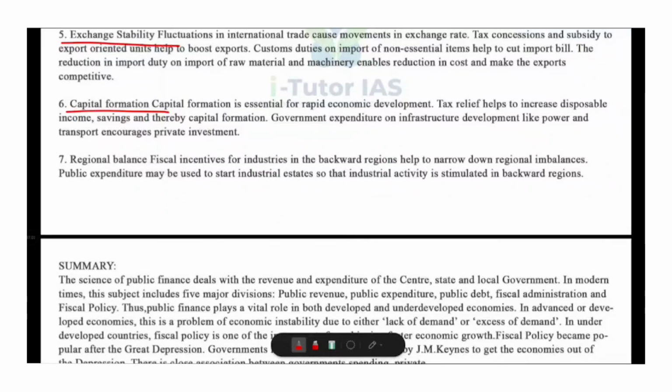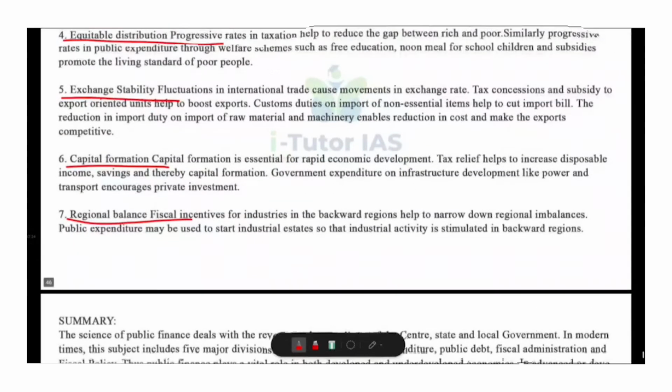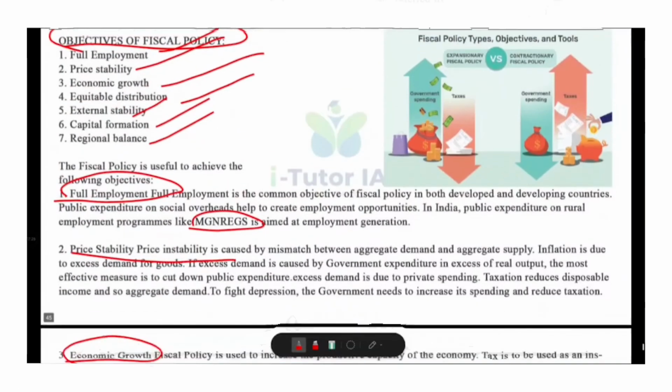Then regional balance, and the goal is to reduce inequality between developed and backward regions. And what are the fiscal measures? Tax incentives for industries in backward regions, and also government builds industrial estates and infrastructure in underdeveloped areas. This encourages industries to move there, more jobs and development. Okay, so that's all about the objectives of fiscal policy.